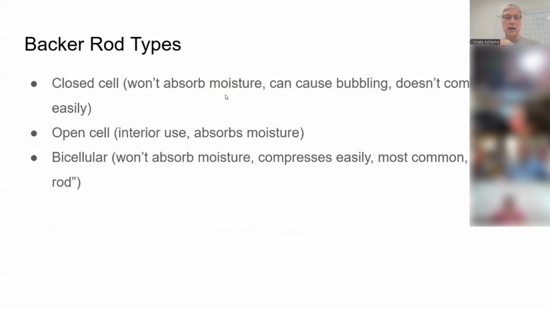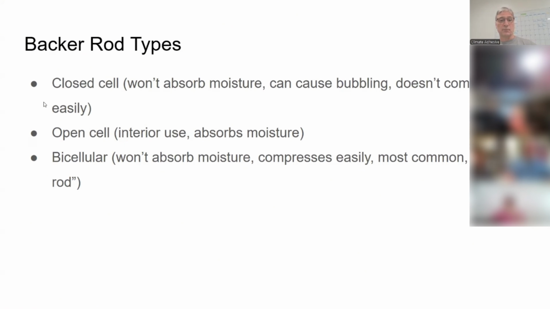So, back rod types, you have a closed cell back rod. Closed cells won't absorb moisture. If you puncture them, though, they can cause your sealant to bubble. And they don't compress very easily. I always found them a hassle to use, so we didn't use them that much.